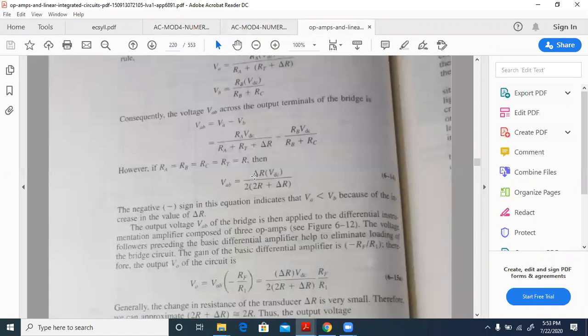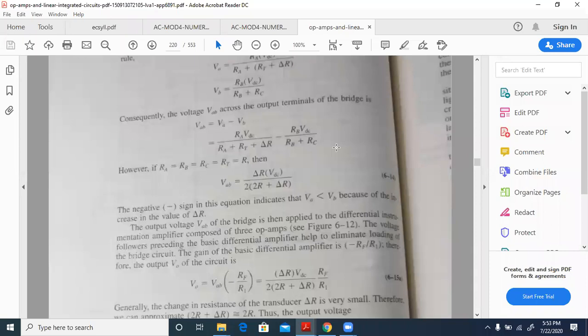VAB1 will be del R. How much will del R be? Whatever is the value of del R. So the del R value, rather minus del R value, will be, since the temperature is decreasing. Therefore, here we can try to write the corresponding value there.